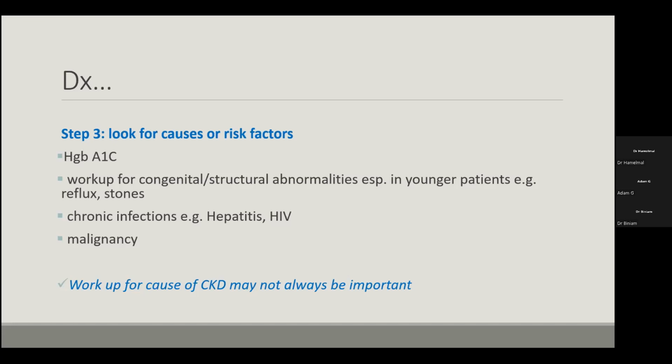The other is chronic infections, hepatitis, HIV. They have been clearly implicated as causes of CKD. So we have to look for these chronic infections, which are easily treatable, and treating them may have some effect on CKD progression. Malignancy should always be looked for in any patient coming with chronic kidney disease.